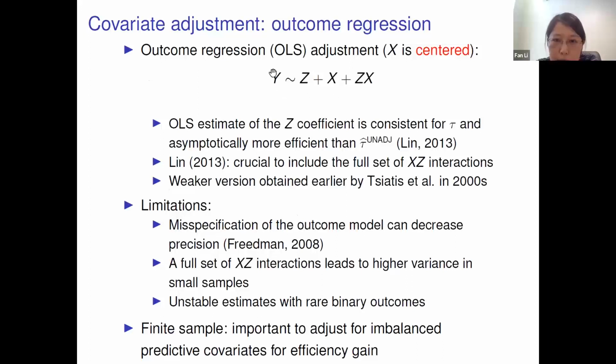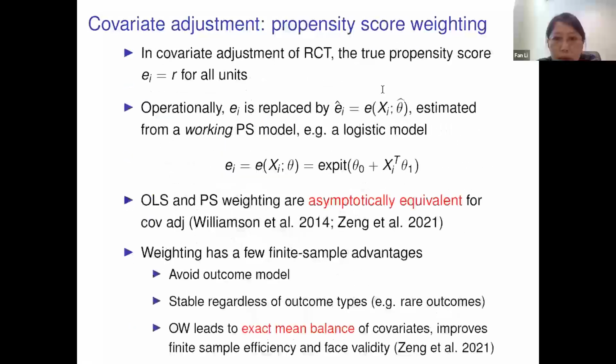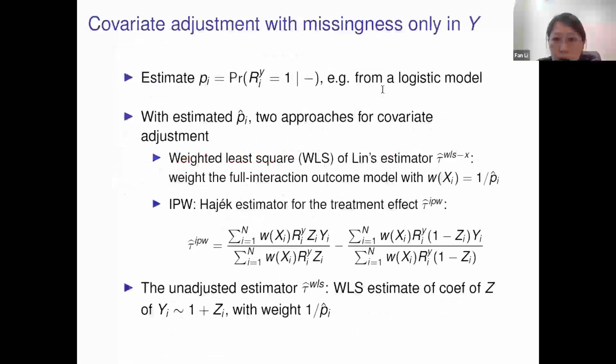Remember this is Lin's estimator, it's just the coefficient of this, right? So now if I have missingness of Y, I calculate the probability of missingness for each y, then what I can do is, instead of using ordinary least squares, I can just use weighted least squares, right? Weighted by the π. So that's the Lin estimator. We call that the WLS, and the X because it's taking into account X. So you just reweight the full interaction outcome model for these observed units, using the IPW.